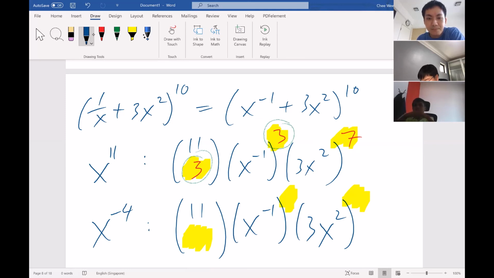Oh, is it 8 to the power 8 and 2? 8 and 2 is correct. Pavan, you got the same answer? Yeah. Okay, so 8 here, 2 here. So in my style, you'll be 11 choose 8 here.